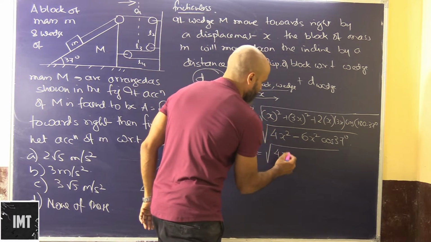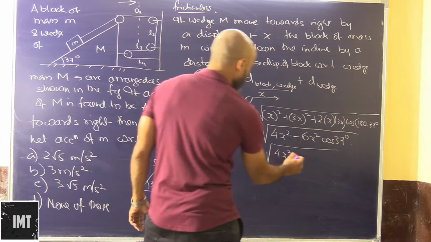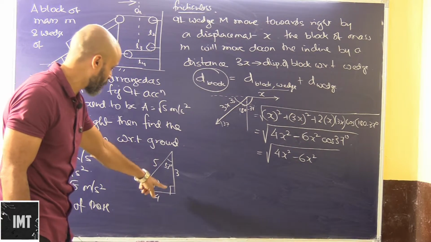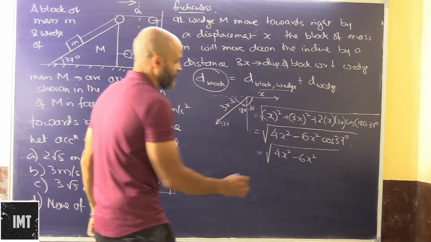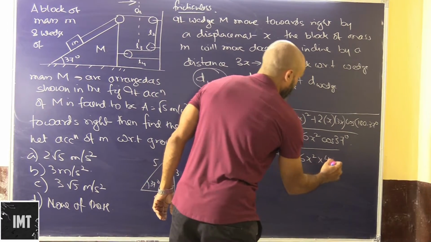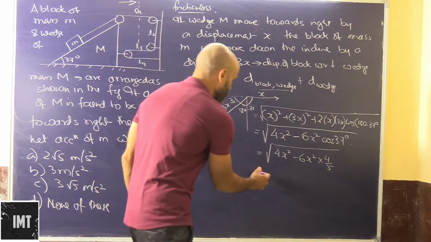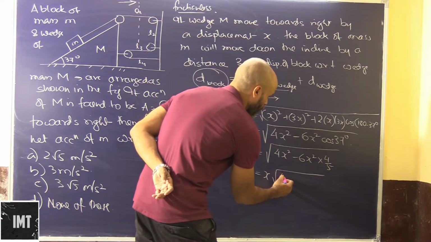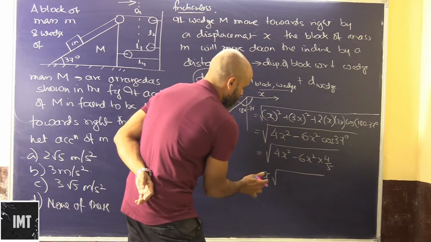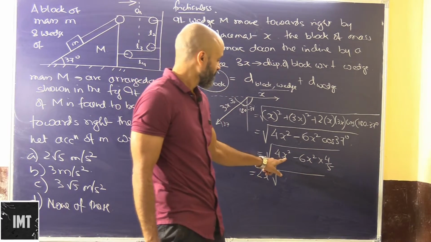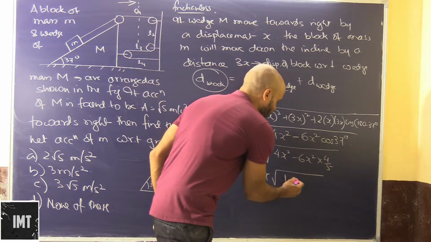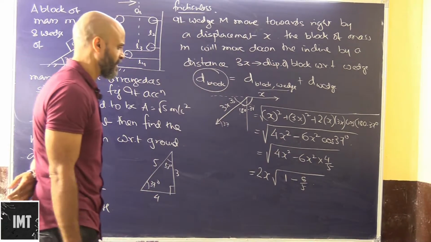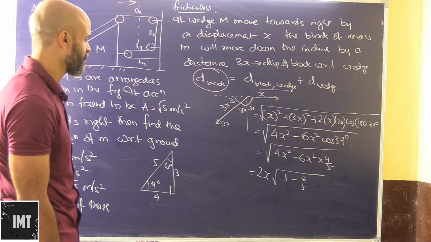This will be 4x square minus 6x square. Cos 37 will be 4 upon 5. If I take 4 as common, this 2x comes out, right? This will be left with 1 minus 6 by 5. Are we on the right track? No, I guess I am missing out on something.